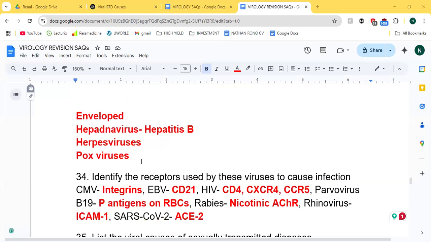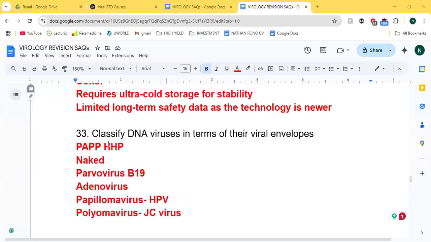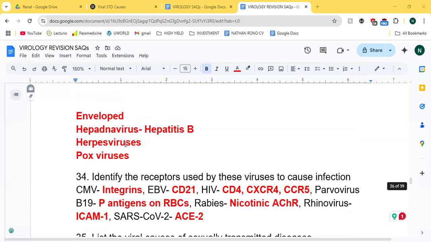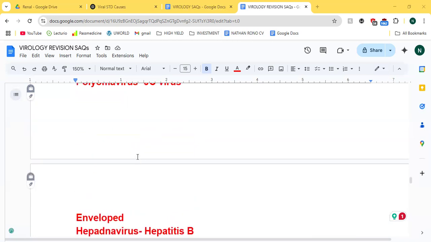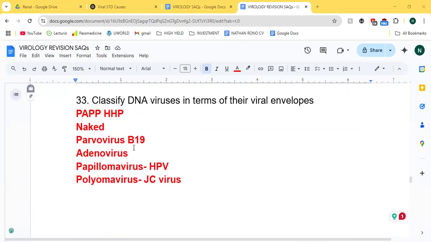Okay. So whatever I'm going to tell you is more relevant for MCQs. If you write it like this, the order in which I've written it is PAP HHP. I want you guys to remember it like that because number one, parvovirus is the smallest virus, while pox virus is the largest virus. Parvo is the smallest, pox is the largest. So I've arranged it like that.